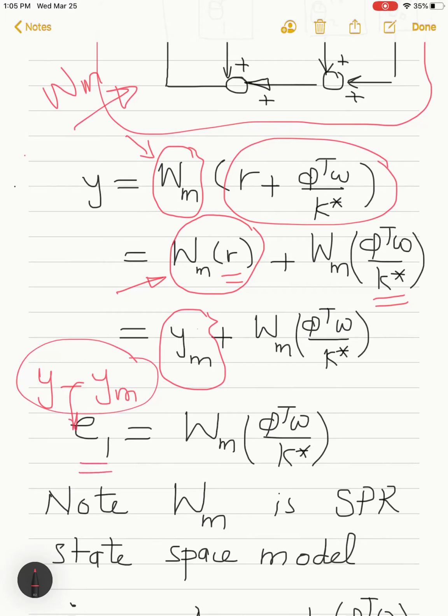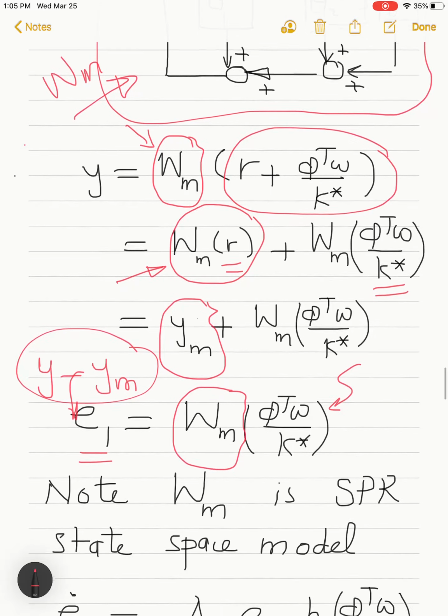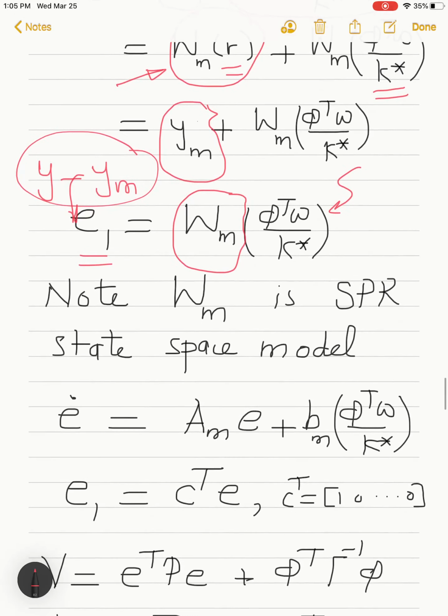Once I do that, I can write y minus ym as an error signal. I call it E1, and then I will have at the right hand side the transfer function or the operator that represents the transfer function of the reference model with input equal to phi transpose omega divided by k star. So now we have managed to find an output error equation that can be used later on within our Lyapunov design to derive the adaptation equations and show that V dot is negative semi-definite. Remember, the reference model is strictly positive real.